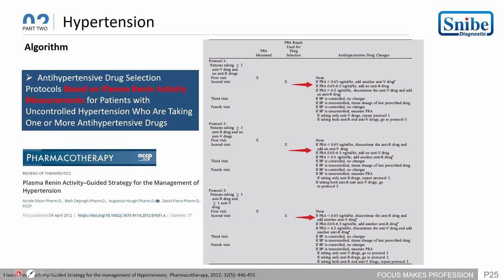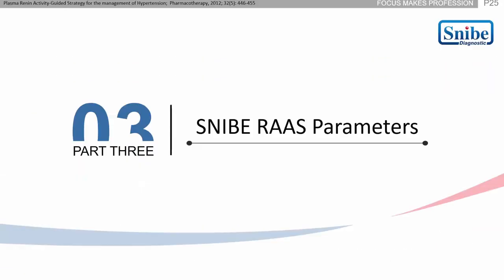So antihypertensive drug selection is based on the plasma renin activity measurement for patients having uncontrolled hypertension who are taking one or more antihypertensive drugs. At a second visit, this algorithm is followed, and that will be helpful for them.